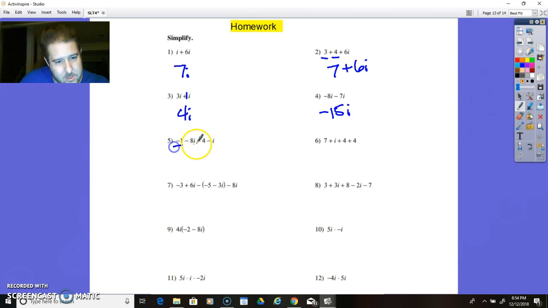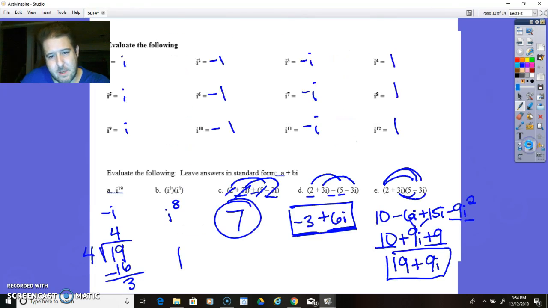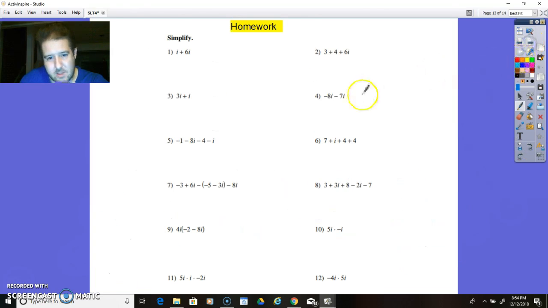Combine the like terms. Okay, so we got negative 1 and negative 4 makes negative 5. Cross those off. Always keep the sign in front of it. Negative 8i's minus 1 more i makes negative 9i's. It's not letting me get rid of course. Number 6, combine the real terms. I just don't like keeping all the answers on the board, so it makes you actually watch the video. So 7 plus 4 makes 11. 11 plus 4 more makes 15. So that's 15 plus i.